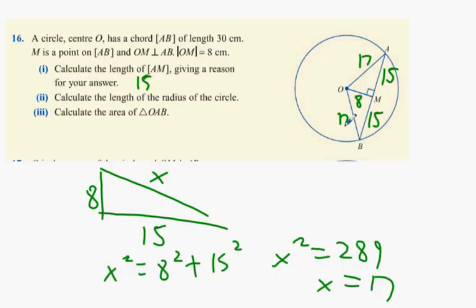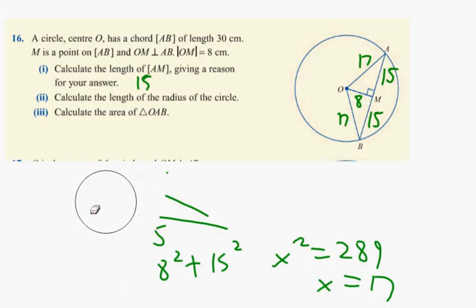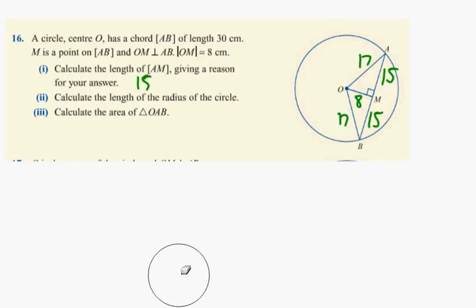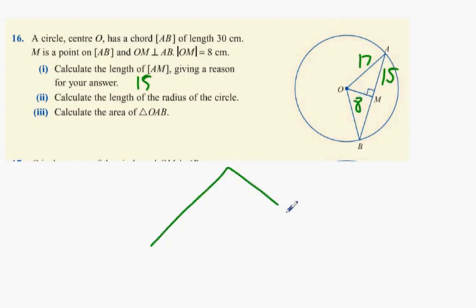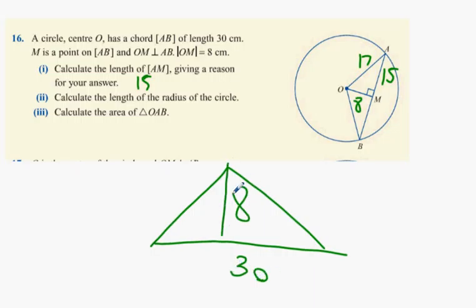Okay, calculate the area of the triangle OAB. What's the area of a triangle again? Half base times height. Do we have the perpendicular height? We do, because it's O to M. What's the base, guys? The base is 30. What's the height? 8. So we can do a half times 8 times 30. Half 30 times 8 is 120. Okay, that's 120.